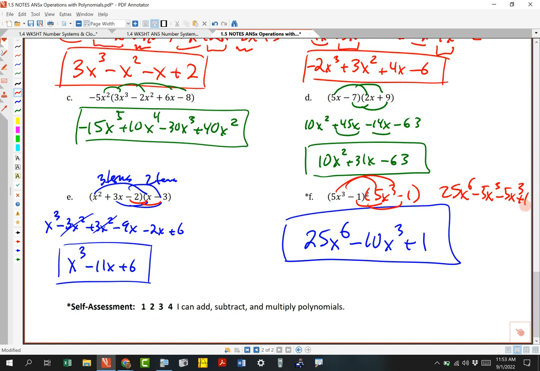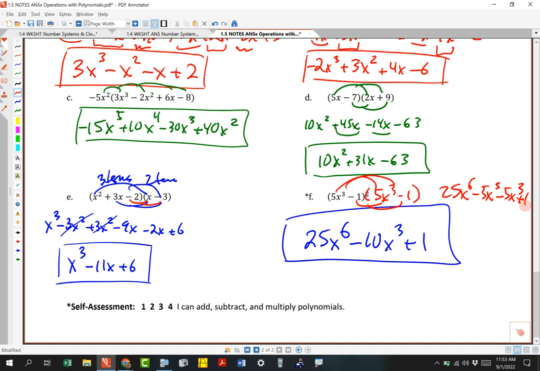2 terms times 2 terms. It doesn't matter that it's raised to the 3rd power. You're going to get 4 terms. And these middle ones, most of the time, but not always, most of the time they're going to have something to do with each other. They're going to be like terms. We put them together. So I got a 25x to the 6th minus 10x to the 3rd plus 1.